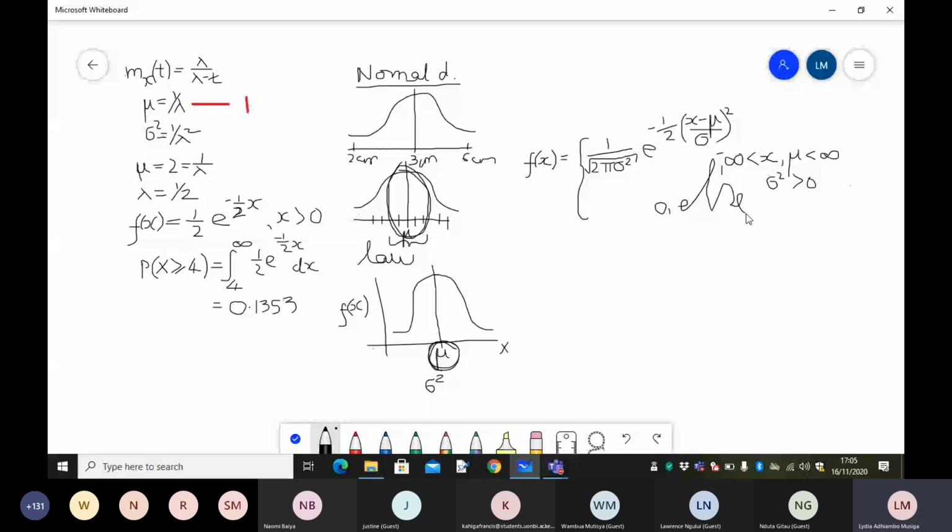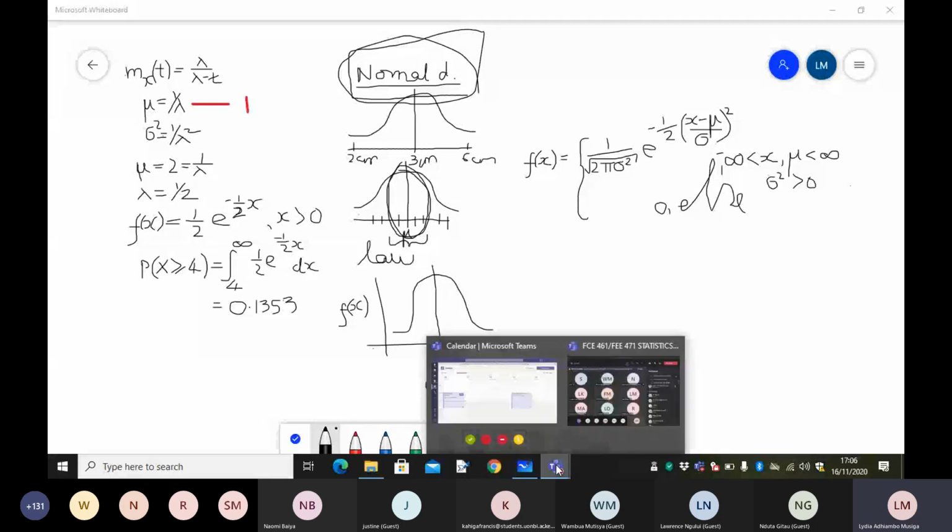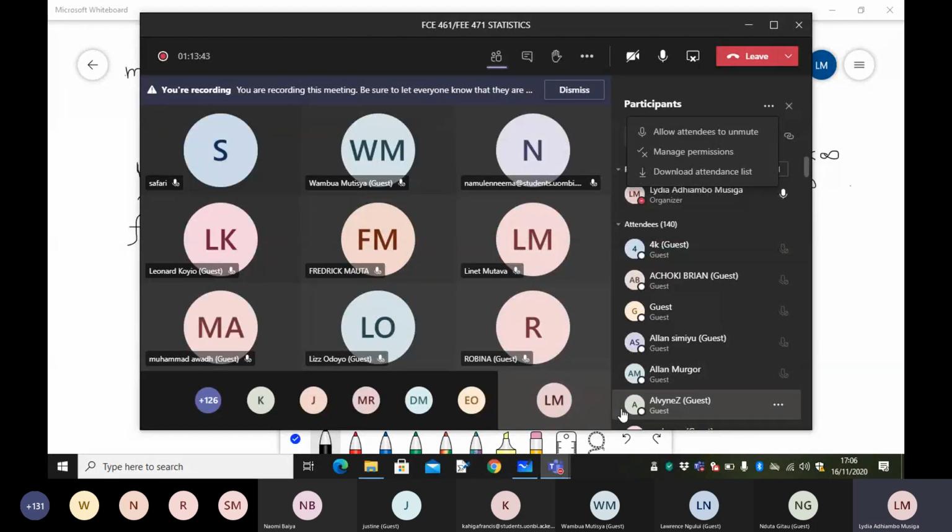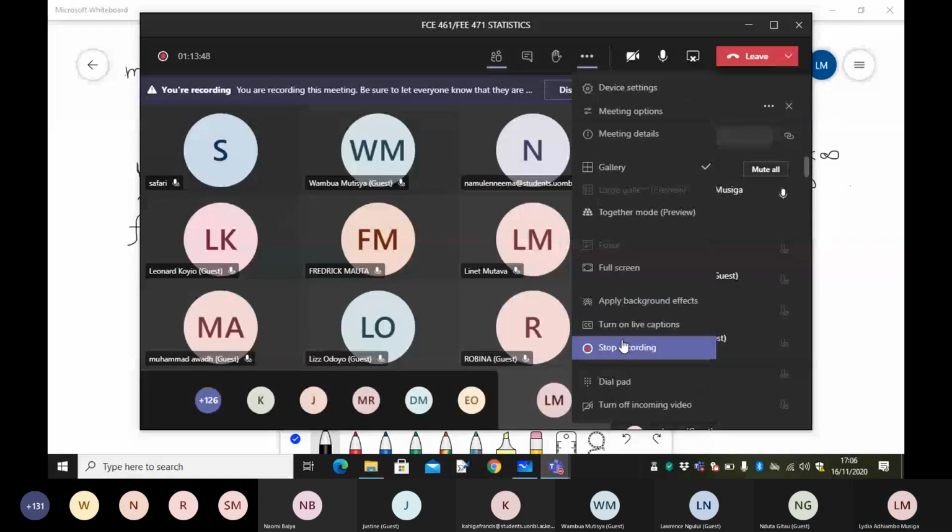f of x is 1 over square root 2 pi sigma squared, e raised to minus a half into x minus mu over sigma squared. There are a number of things we shall say about the normal distribution. We will say quite a bit about it in our future lectures. But for now, we will just stop. We will discuss it more as we go on in our lectures.